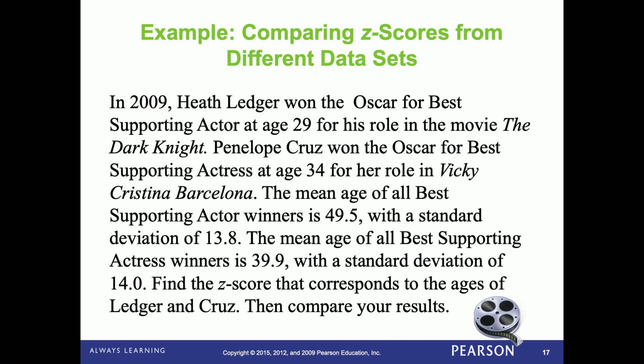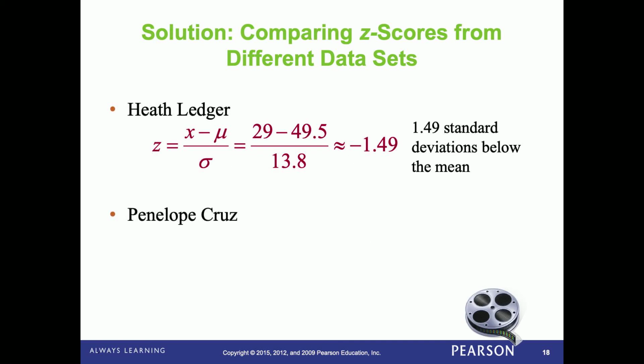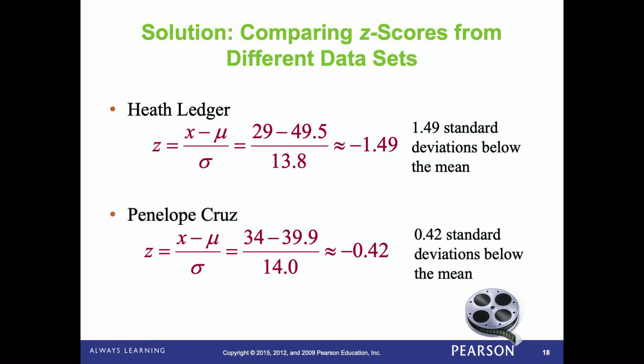Then compare your results. So first we take his age, which was 29. You subtract mu from it, and you divide by the standard deviation. And you get negative 1.49. That means it's 1.49 standard deviations below the mean. For Cruz, her age was 34. So 34 minus 39.9 divided by 14 is minus 0.42, which means her age was 0.42 standard deviations below the mean. What does this mean?